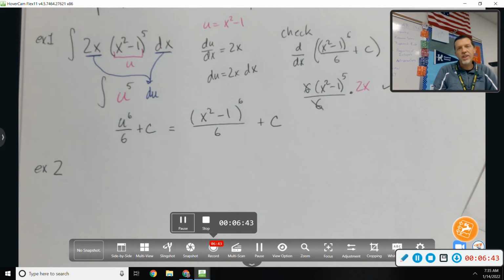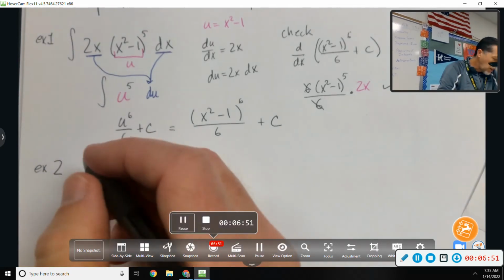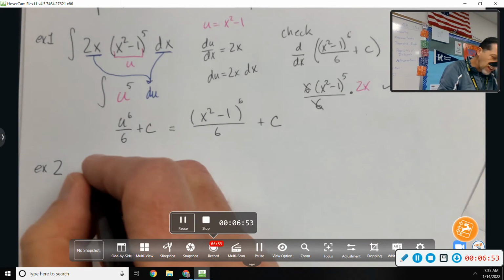These are kind of puzzle problems. You just got to do a bunch of them until you get the hang of it, and then you start recognizing, oh, if I let u be this, then there's du. But initially, they're kind of tricky.